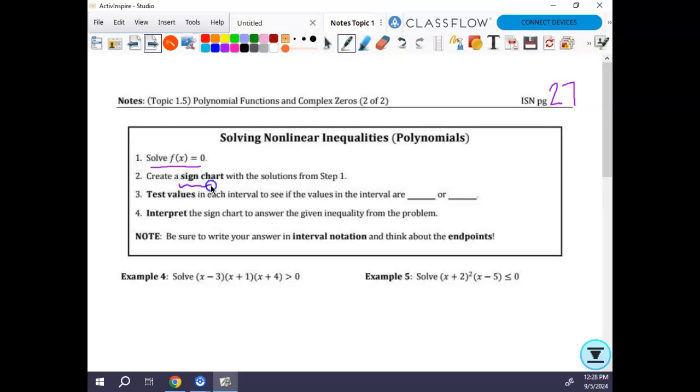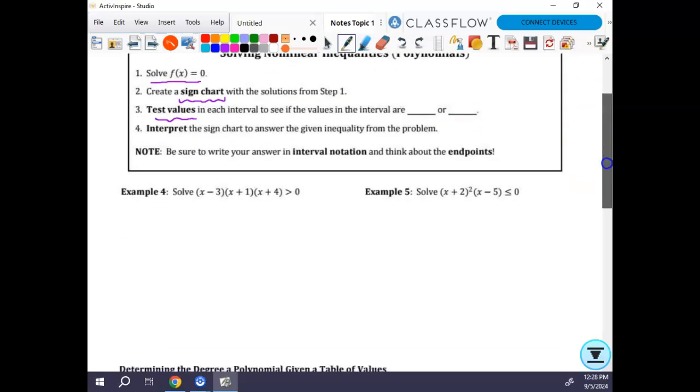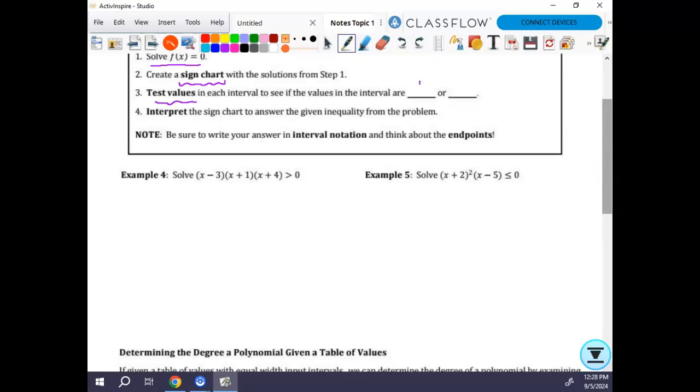Then we create a sign chart. This is the part that's going to be brand new to you. It's not complicated. It's actually very simple. We're going to use it a lot for different functions, and then you use it a ton all through calculus as well. So it is something that we need to make sure we get because we're going to continue using it. Once we create that, we're going to test values in each interval, and all this will make more sense as we go through it, but in each interval, we just want to see if the intervals are positive or negative. I'm not going to care about an actual number there.